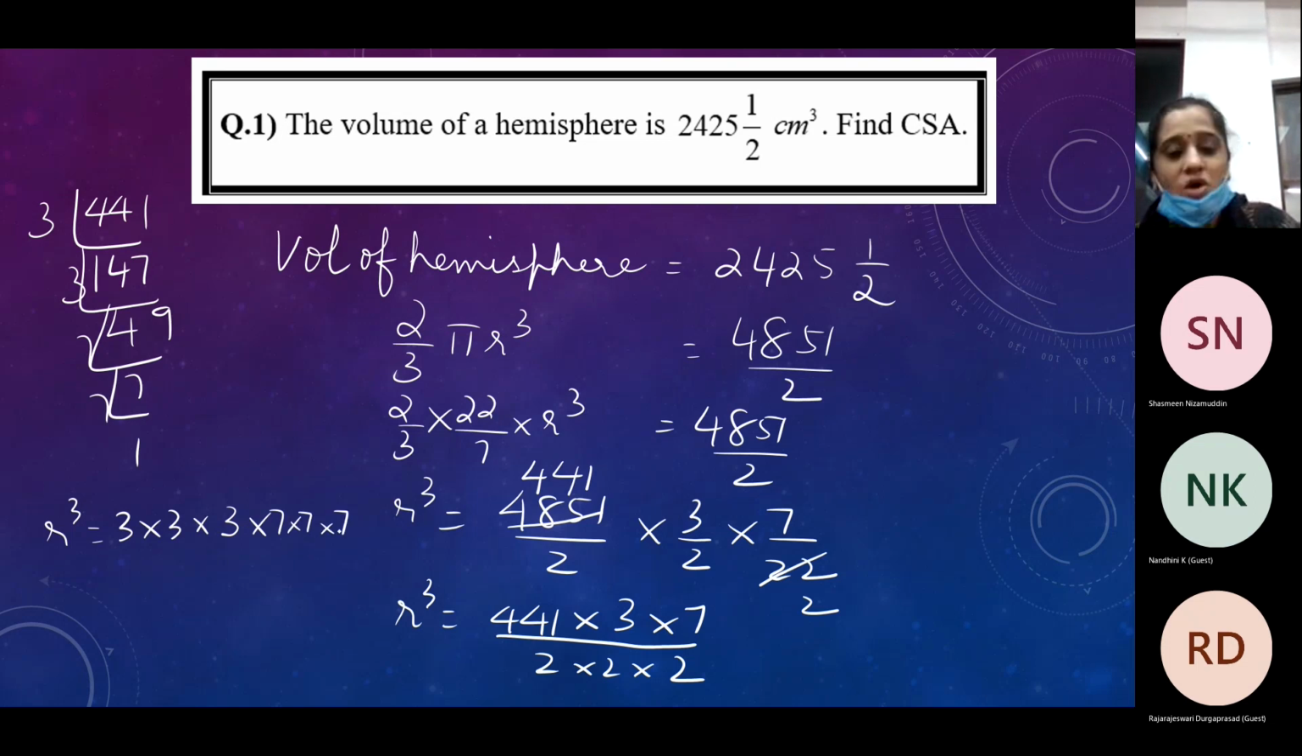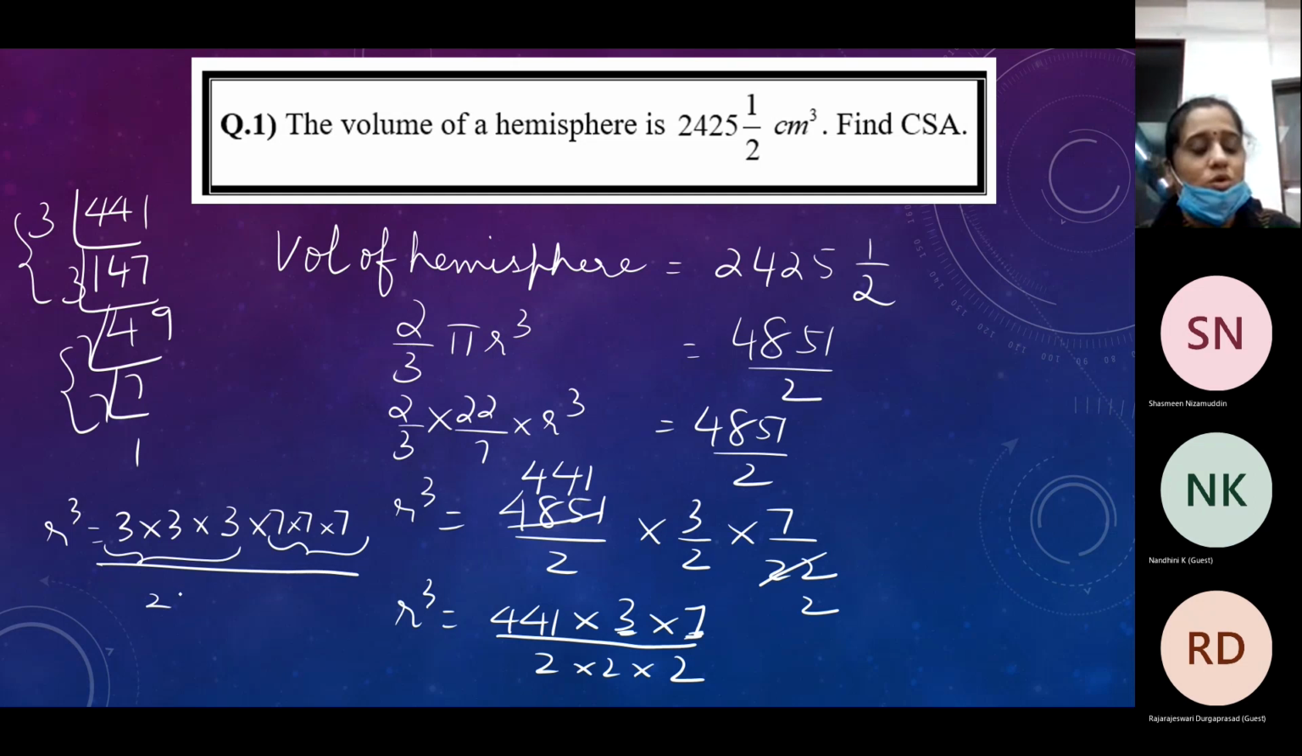Am I clear? There's already one 3 and 7 here. There are 2 threes here, so totally 3 threes. And there are 2 sevens here and 1 seven here, so 3 sevens. I hope I'm not confusing you. Divided by 2 into 2 into 2. So now what is R then? From 3 threes, 1 three out. From 3 sevens, 1 seven out. R cubed is equal to this. So R is equal to 21 by 2.